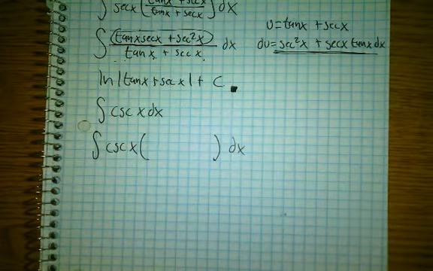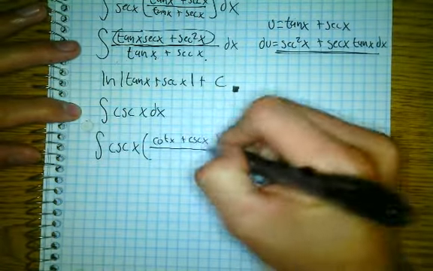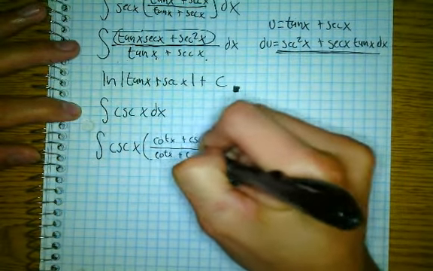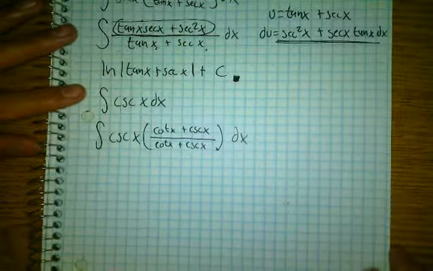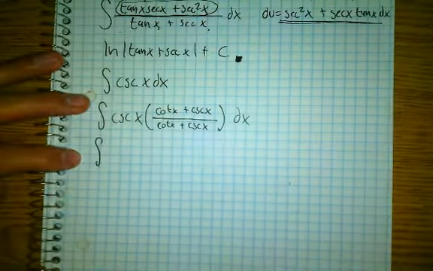Cotangent plus cosecant? Okay. Cotangent x plus cosecant x over cotangent x plus cosecant x. Now, if I do such a step, what is your new numerator?